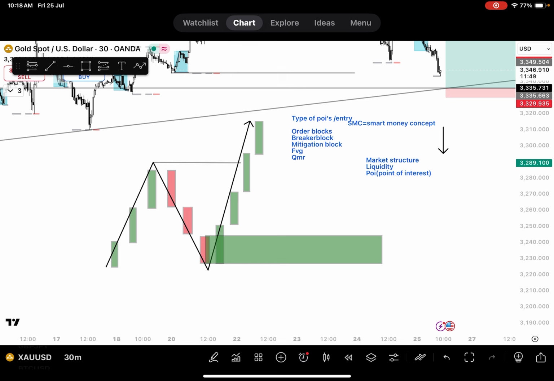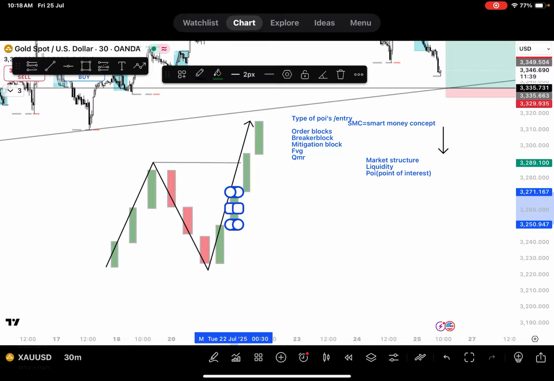Now, most of you will be asking me that in most cases, with the order block, you will see the last red candle will be here, and you still see maybe this candle now, like this.